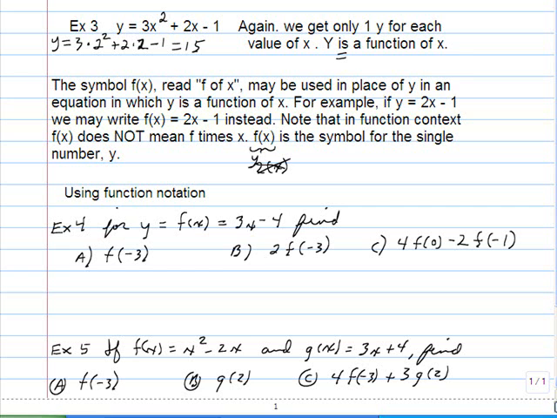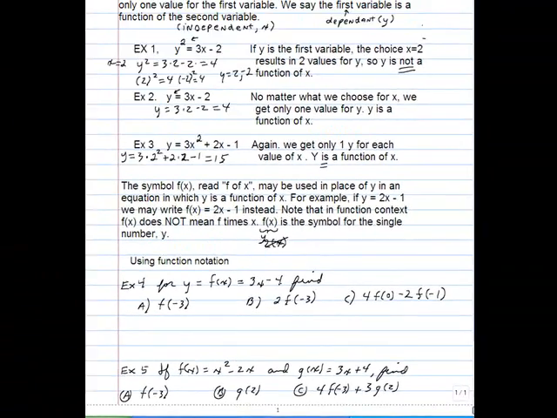Okay, let's take an example of that using function notation. Suppose the function y equals 3x minus 4, we call y f of x, so we have the function f of x is 3x minus 4.